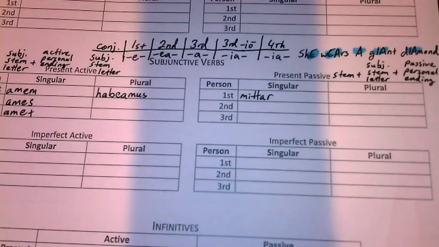And you should have added this chart today. You should have added this mnemonic, she wears a giant diamond, at the top. Take a picture of this with your phone and upload it to the file that I have. It's set up as an assignment on Edsby, and it's called Present Subjunctive Sheet Notes. If you upload it to that file, you'll get 10 points for this today.